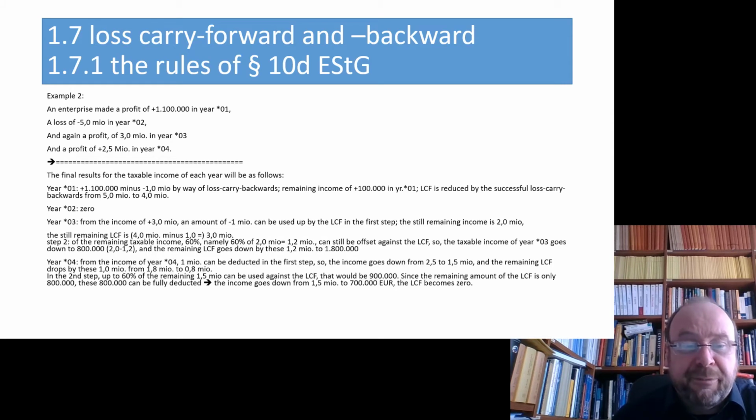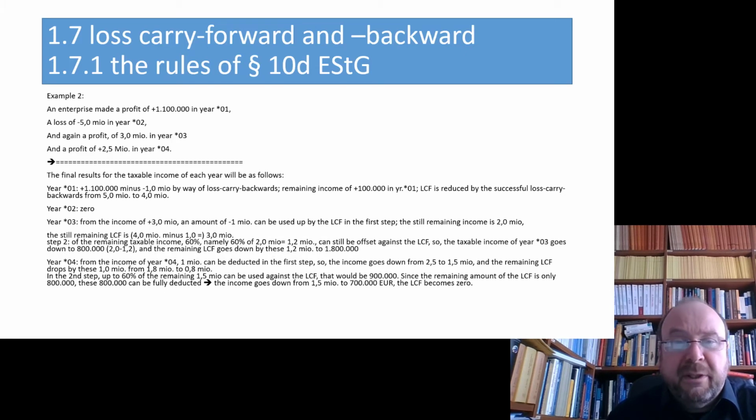Year 4. In my case, we assume that in year 4 you have an income of 2.5 million. 1 million can be immediately deducted. So the income goes down from 2.5 million to 1.5 million, and the loss carry forward drops down from 1.8 to 0.8 million. So 800,000 losses are still left.